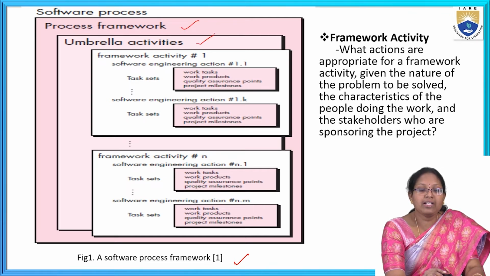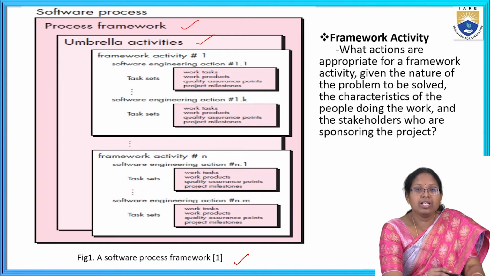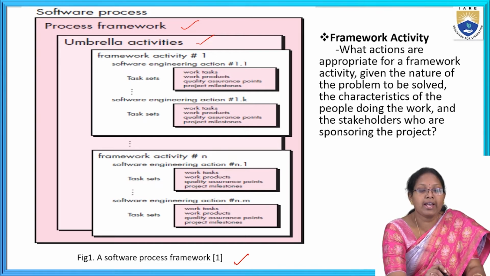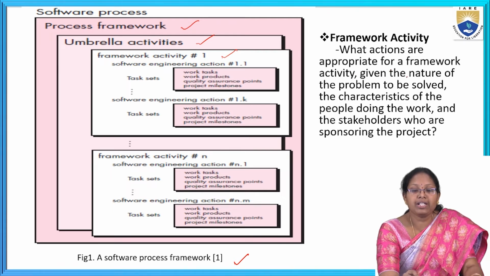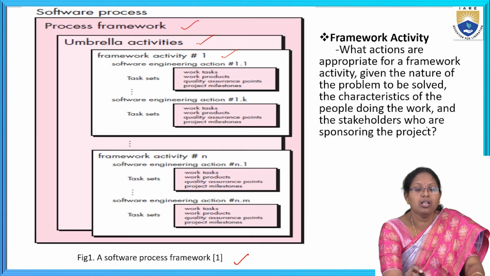These umbrella activities again, the inner layer of the umbrella activities are the framework activities. So what are the framework activities? They are the appropriate actions for the framework activities, given the nature of the problem to be solved, the characteristics of the people doing the work, and the stakeholders sponsoring the project. All those things are covered in the framework activities.